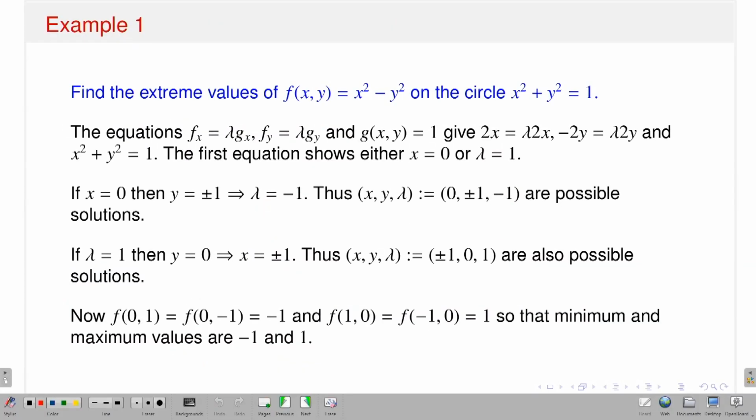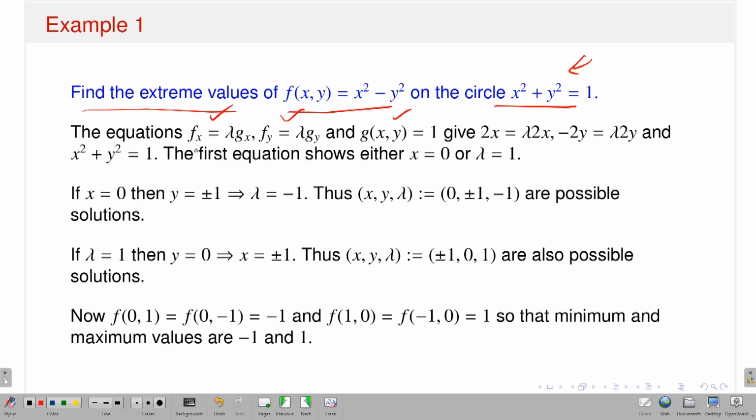Okay, so first example. Find the extremum values of this function on the circle. So I am giving a constraint, which means the points should be on the circle. Earlier, what it says is you have three equations: del f del x is equal to lambda times del g del x, del f del y is equal to lambda times g_y, and g of (x, y) is equal to 1. This is the constraint. You have three equations, and you just have to solve them.